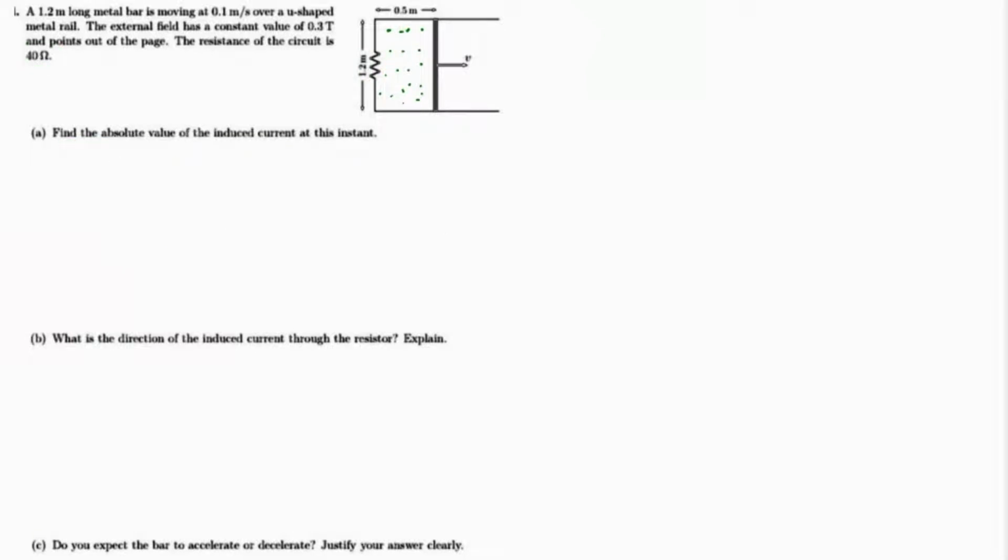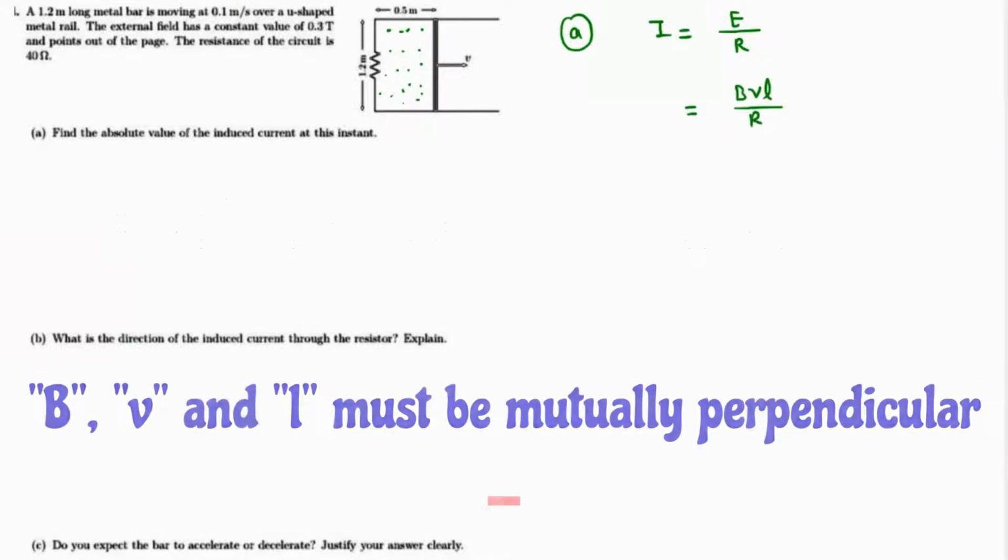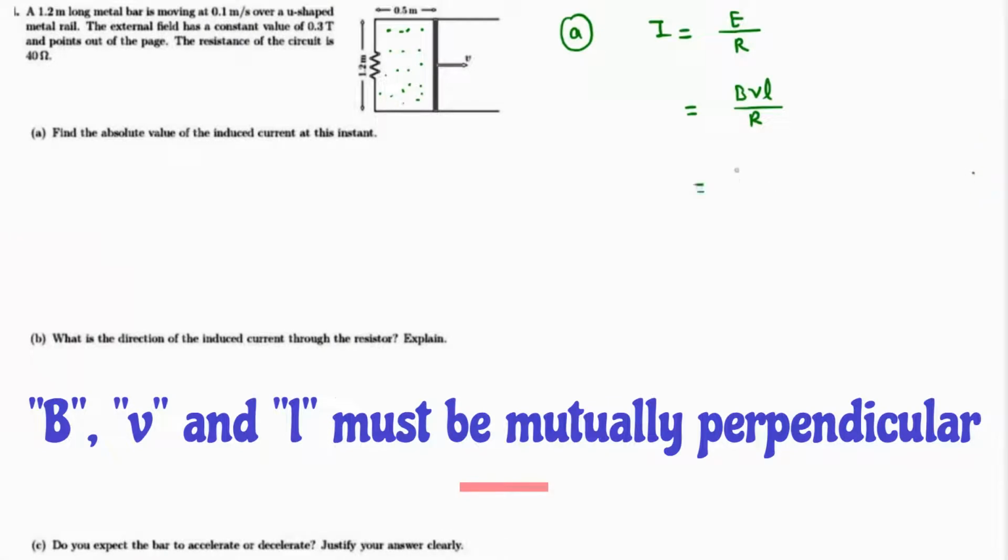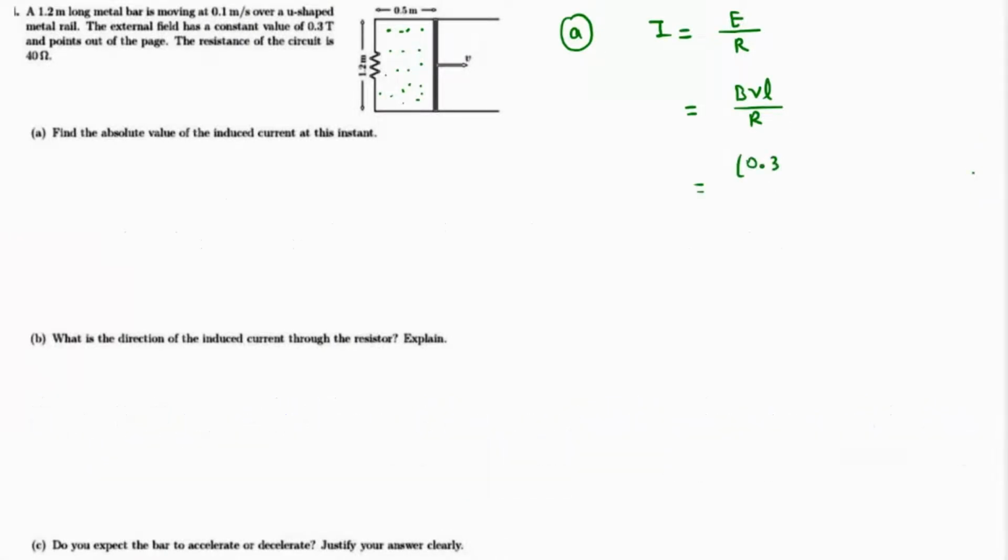Okay, pretty straightforward. For the absolute value of the induced current, we know that the induced current is EMF over the resistance, and EMF is nothing but BVL. So BVL over R. The value of B, magnetic field, is 0.3 Tesla, velocity is 0.1, and the length is 1.2 meters. Resistance is given as 40 ohms. So this comes out as 0.3 times 0.1 times 1.2 over 40, which is 9 times 10 raised to negative 4 ampere. This is the value of the current.